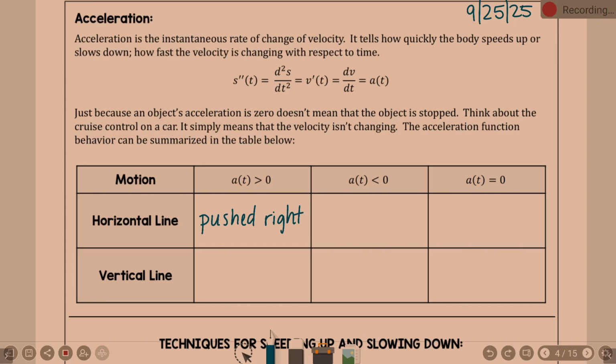What about if acceleration is less than 0 or negative? Then that means the object is being pushed left. What are your thoughts if acceleration is 0? It could technically be at rest, or it could be at a constant velocity. So the acceleration is 0, which means there's no change in velocity. Whatever it's currently doing, that's what it's going to keep doing. So I'm going to write no change in velocity.